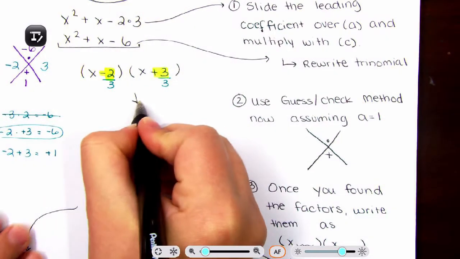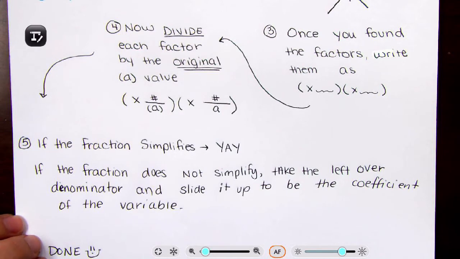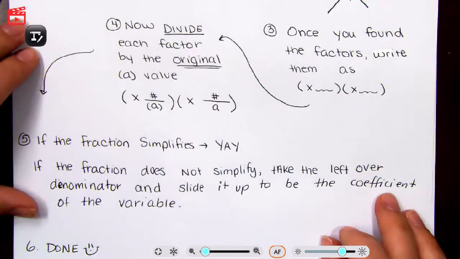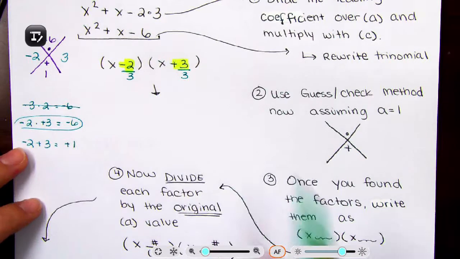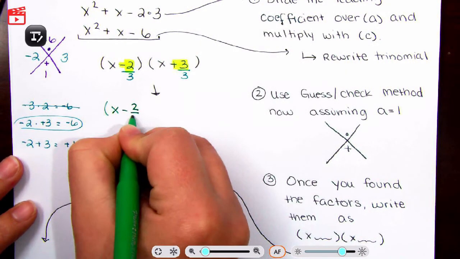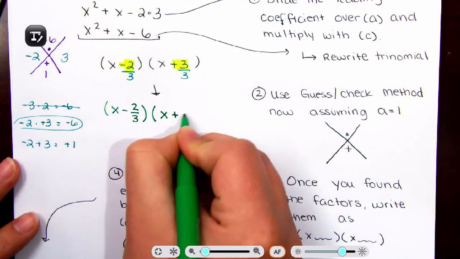From here, you're going to move on to step number 5. If the fractions simplify, you're doing a happy dance. However, if the fraction does not simplify, meaning to a whole number, what you're going to do is take that denominator and bring it up as a new coefficient in that bubble. For example, here, -2 divided by 3 cannot be simplified, so it stays. 3 divided by 3 can be simplified to a 1.